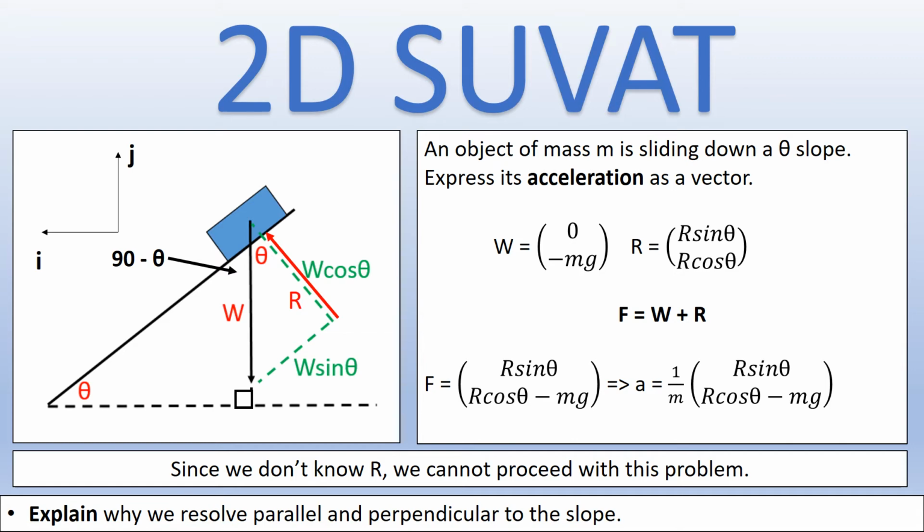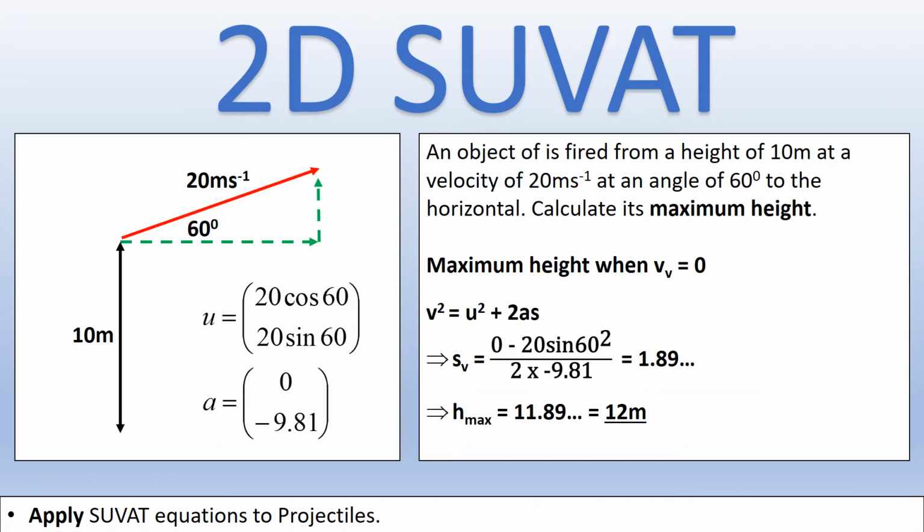Let's have a look at projectiles as well. So with projectiles, we do resolve horizontally and vertically. And the reason we do that is because we end up, like we did just now, with a whole line full of zeros, because we know the component of the acceleration in the horizontal direction is 0, which is very useful to us. And the way we assume that is by saying air resistance is 0. So we're going to ignore the effect of any air resistance on the projectile, which allows us to say the component of acceleration in the horizontal direction is 0.